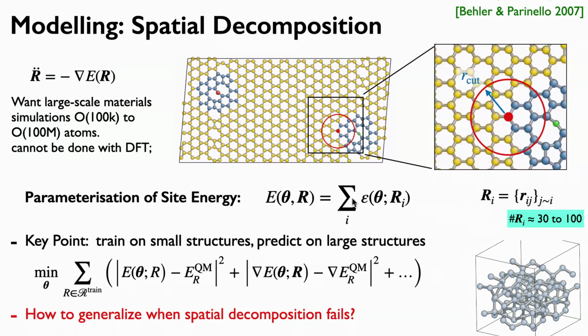All right. So then basically what you do is, on these small snapshots, you can use something like DFT to collect training data. You write down a loss function, you minimize the loss, and that gives you your ML model. That's the overarching idea. So now how do you build these site energies? That's the question.